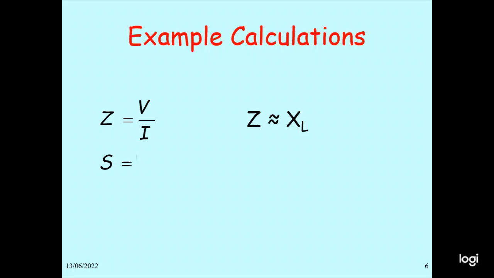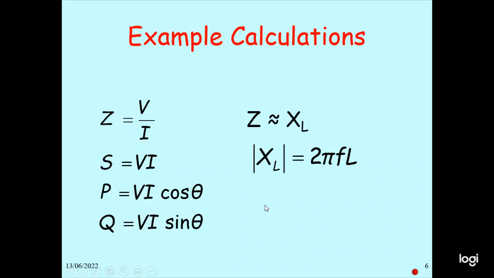Then we have to calculate Z equal to V by I, S equal to VI, P equal to VI cos theta, Q equal to VI sin theta. So Z is approximately equal to XL. Magnitude of XL is 2πfL.